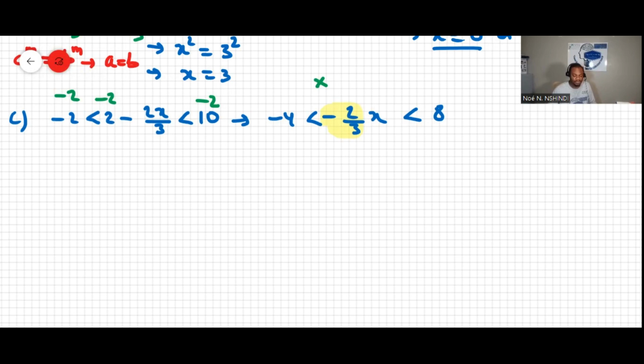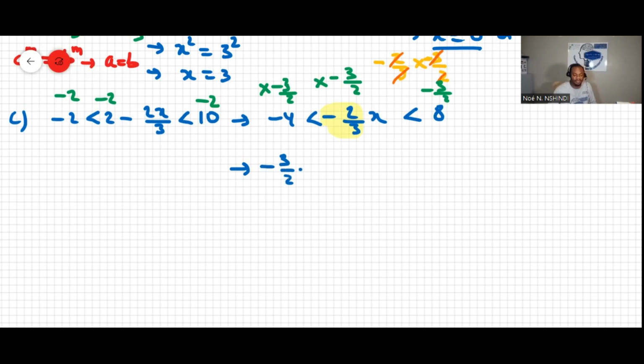For example, we have -2/3. I want to get rid of it, so I'll multiply by 3/2, because I know that the 3s cancel, and the 2s cancel. Now if I need to cancel the negative sign also, I must multiply by another negative. So this is what I'm going to do. Over here, I multiply by -3/2, I multiply there also by -3/2, and there also by -3/2.